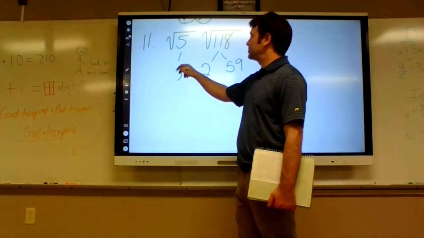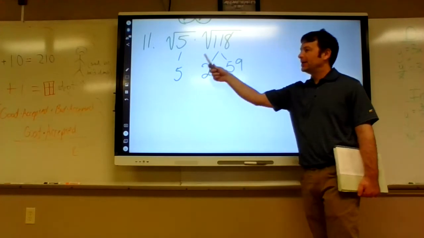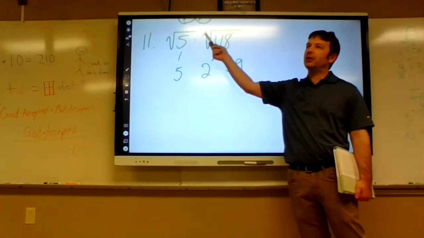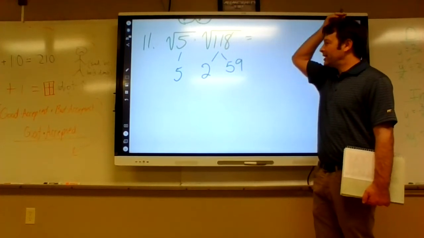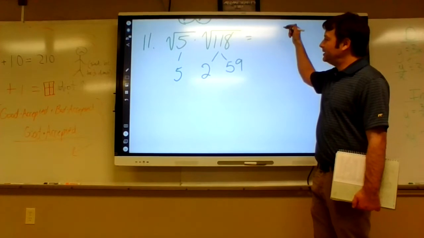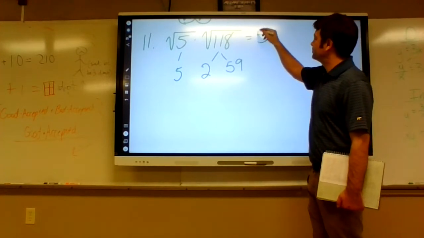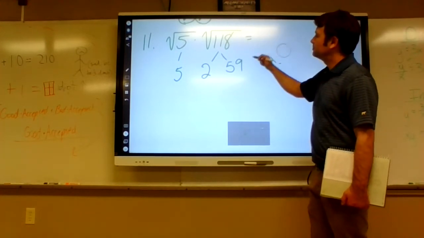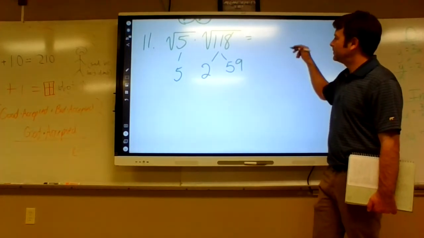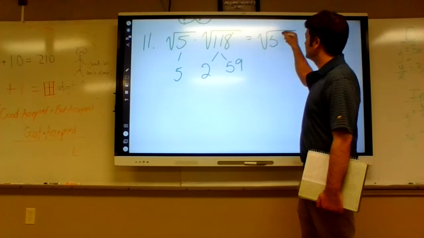So, in other words, 2 times 59 does not simplify. Well, we still have to multiply it together. We're not going to write does not simplify. What's 118 times 5? 590? 580, right? Yeah, 580.